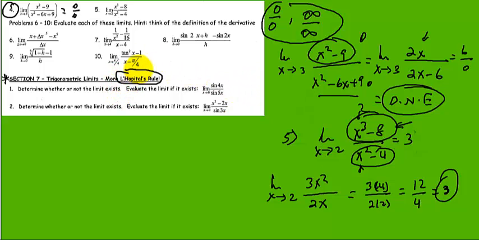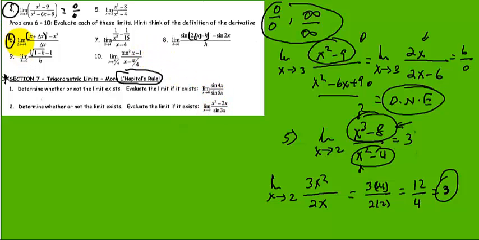Alright, now let's do a couple of these problems. There are parentheses missing here, here, and here. They didn't show up on the worksheet, so make sure you put those parentheses in.